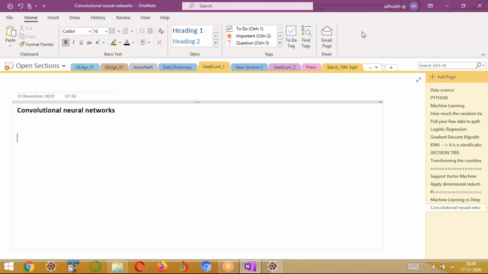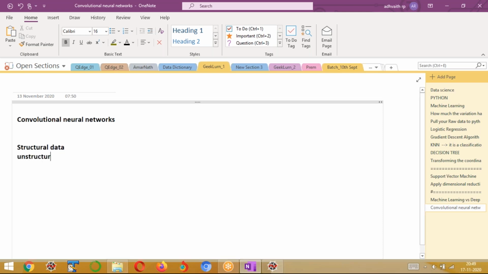Till now you have learned all your structured data, right? So basically what I always told: structured data, unstructured data. Structured data is what we have learned. In unstructured data, we have covered what? One is if I have textual data. How did we cover this textual data? We applied natural language processing. Right? This is what we learned.